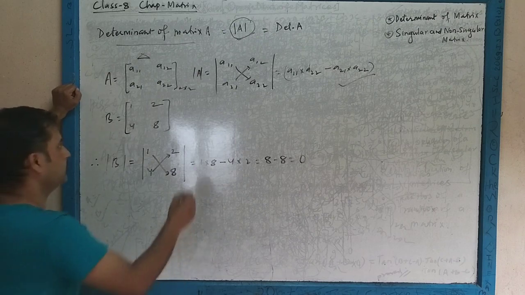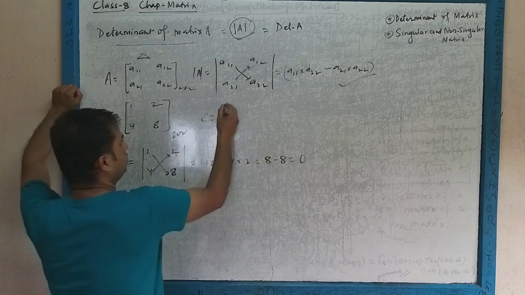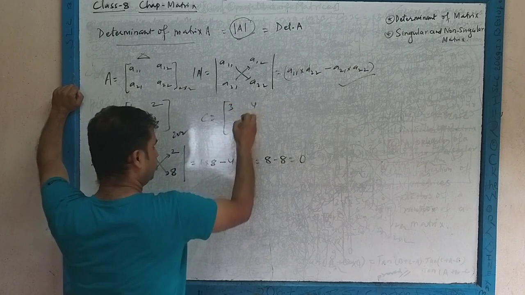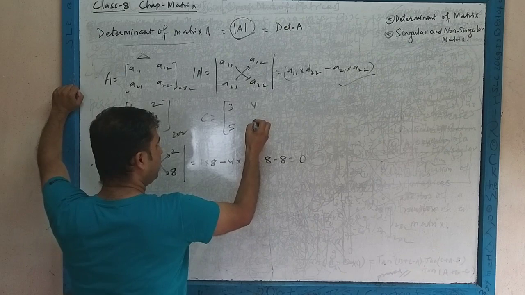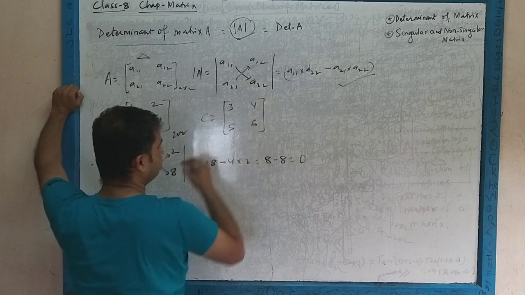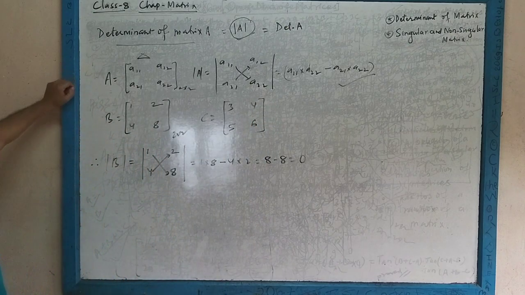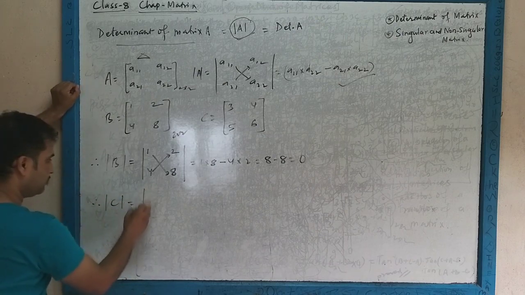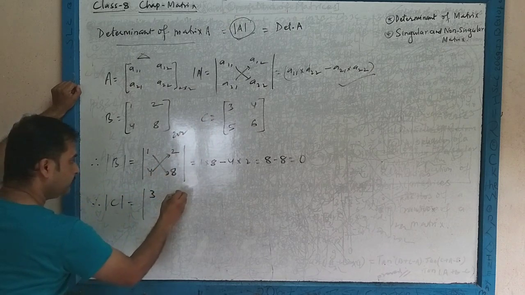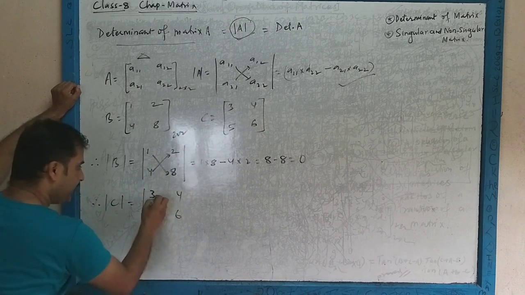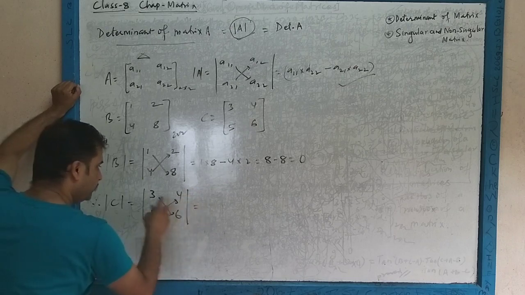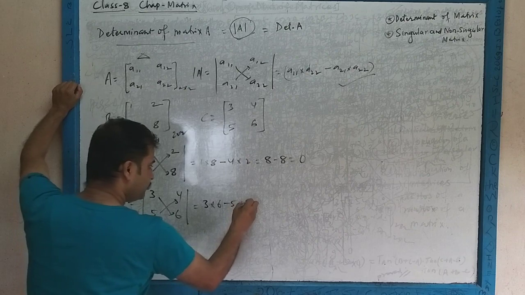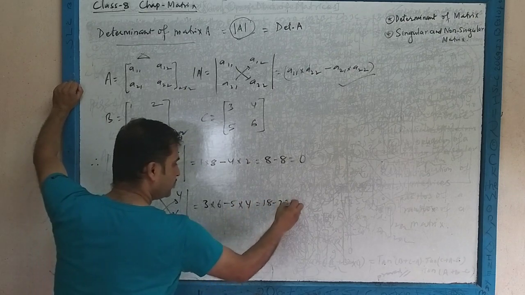Let us take next matrix. These are 2 by 2, matrix C, 3, 4, 5, 6. Let us find the determinant of matrix C. Write the elements in between these two parallel lines and give the cross sign, and is equals to, now you multiply 3 into 6 minus 5 into 4, 18 minus 20 is equals to minus 2.